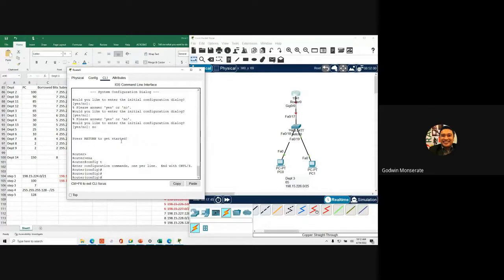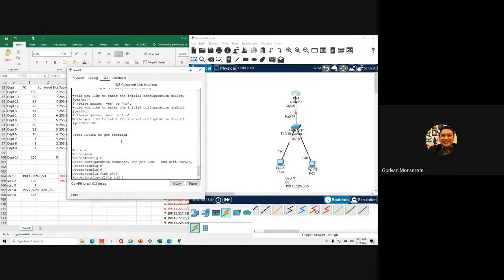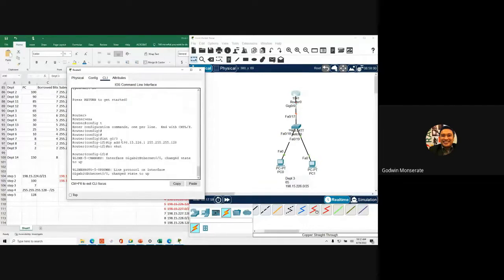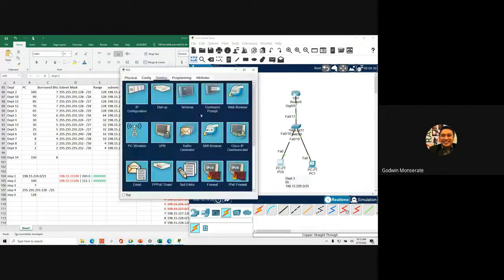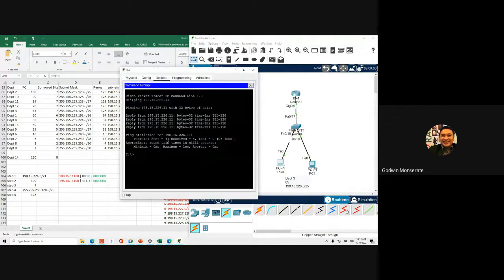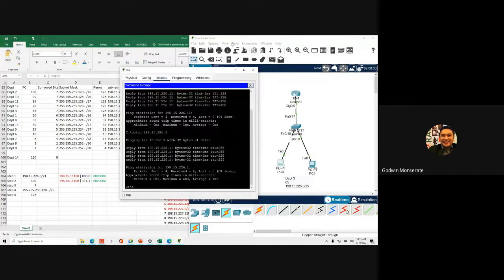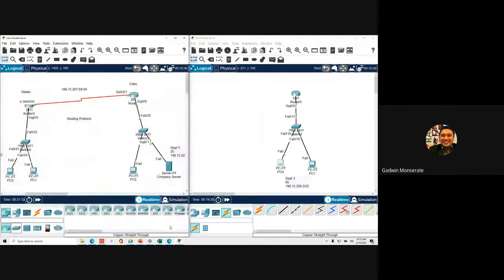In G0/0, IP address, that will be 192.168.1, 255.255.255.128, and terminal shot. So, pasabot ani, makaping nako sa akong gateway. So, ayo na. Ato nang gibutang as that one. There you are. No? Ka-ping na siya.